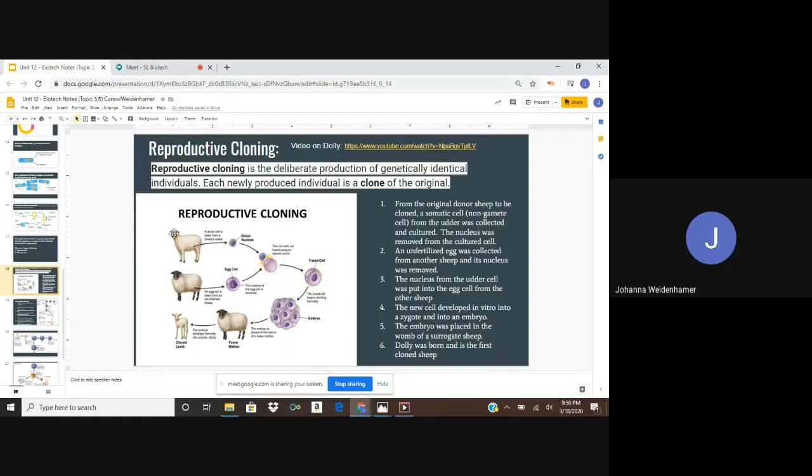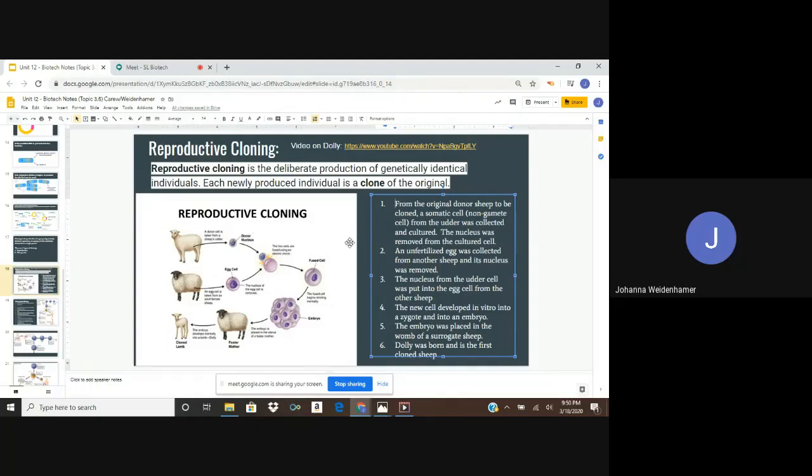So how exactly did scientists do this? Let's go step by step and take a look at how this happened. Step one. From the original donor sheep to be cloned, a somatic cell, a non-gamete cell, from the udder was collected and cultured. The nucleus was removed from that cultured cell. So let's take a look at the image. Here's our donor sheep. This sheep gave a nucleus that's going to be used further into step two.